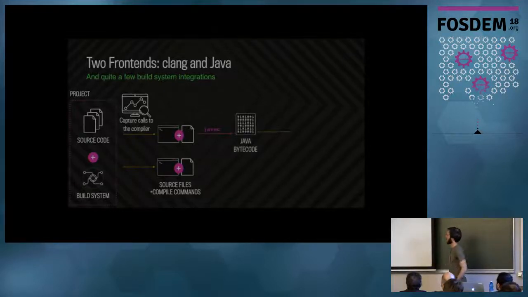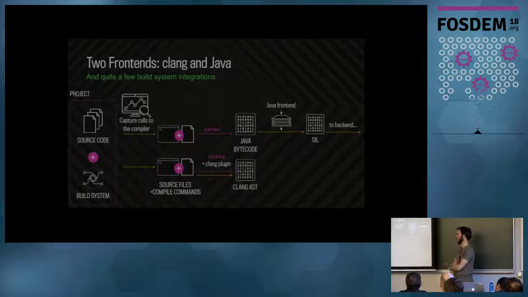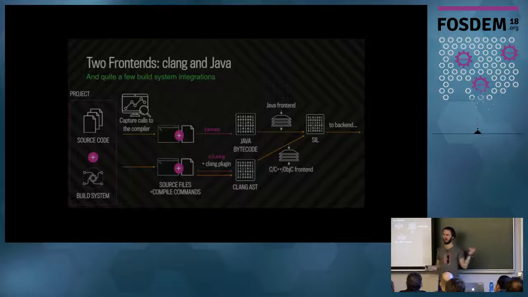So if it's a Java file, then we call javac to get Java bytecode. And then our Java frontend actually starts from the bytecode and not the Java source, and translates Java bytecode into SIL. And if it's Clang, then we run Clang to compile the file, and we attach our own Clang plugin that dumps the Clang AST in some serialized format that our front end is able to read from OCaml and translate also into SIL.